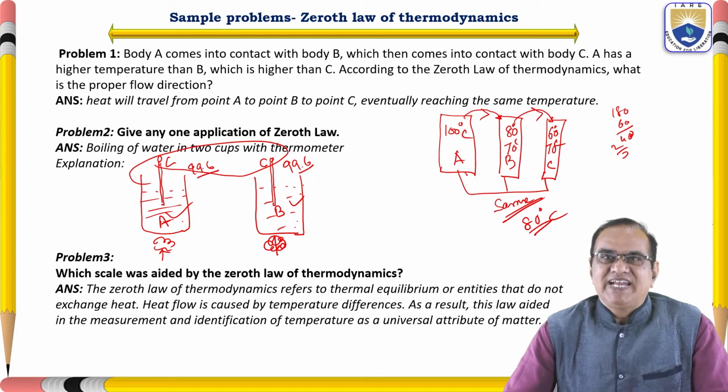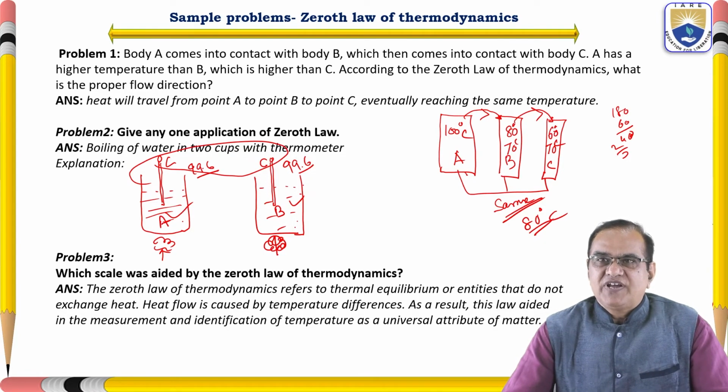Which scale was added by the zeroth law of thermodynamics? So the zeroth law of thermodynamics refers to thermal equilibrium, or entities that do not exchange heat. Heat flow is caused by temperature difference. As a result, this law aided in the measurement and identification of temperature as a universal attribute of matter.